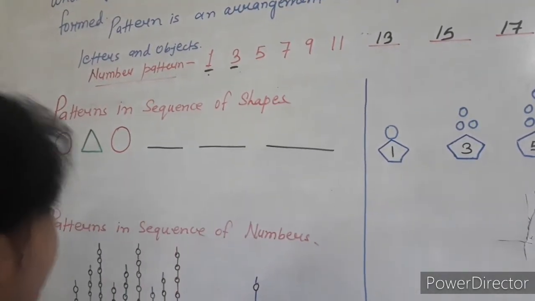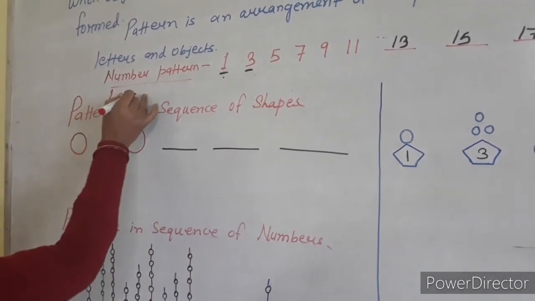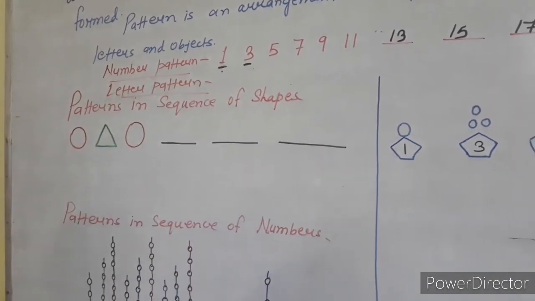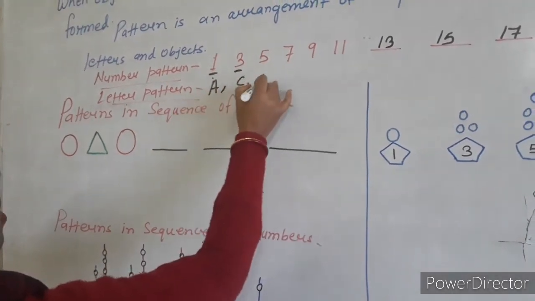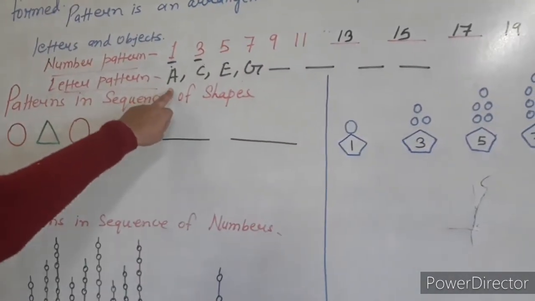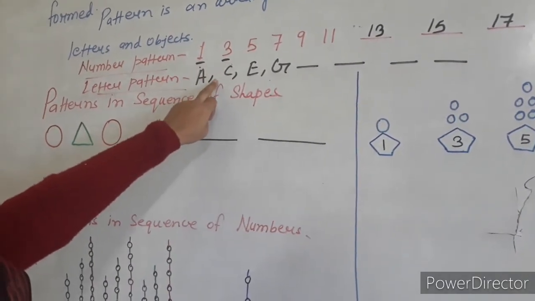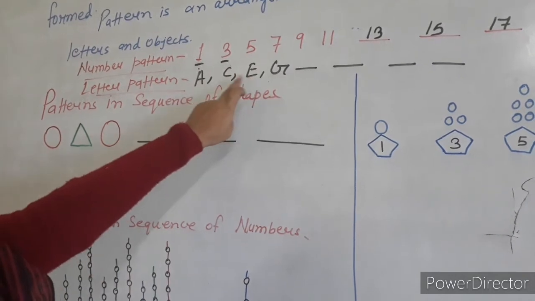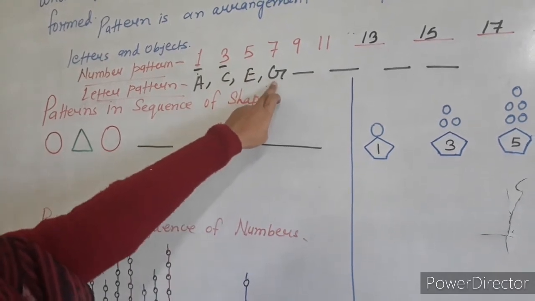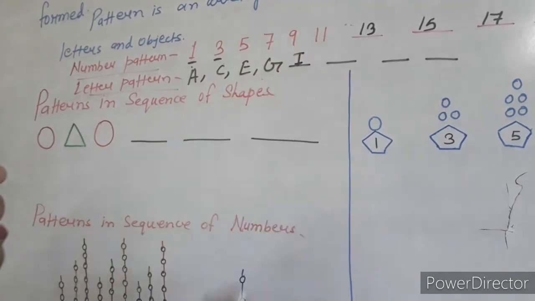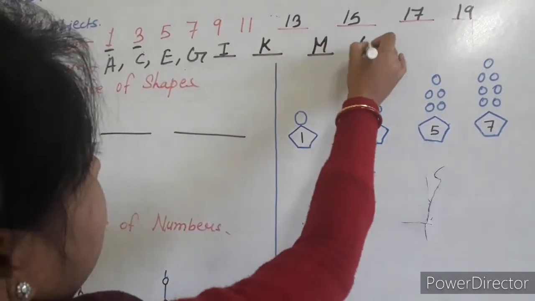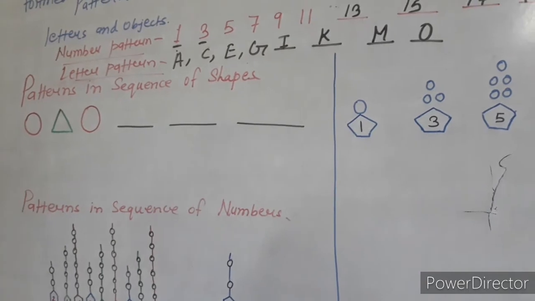And if I give you the example of a letter pattern: A, C, E, G. In this, in between A and C, one letter is skipped, that is B. In between C and E, one letter is skipped, that is D. And in between E and G, one letter is skipped, that is F. So after G, H is skipped, then I. After I, then K, then M, then O. Like this way we have to make the pattern.